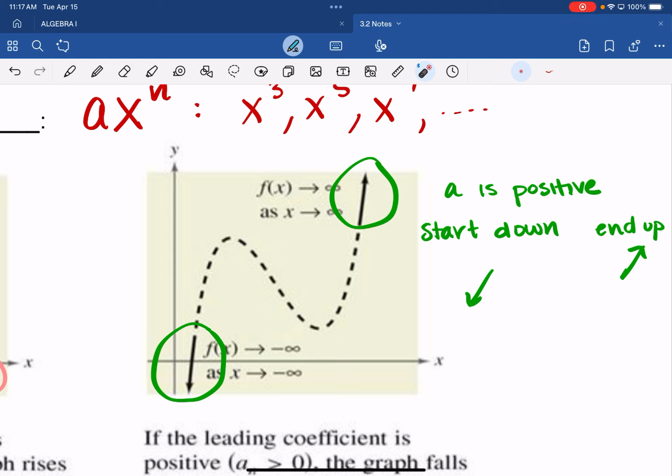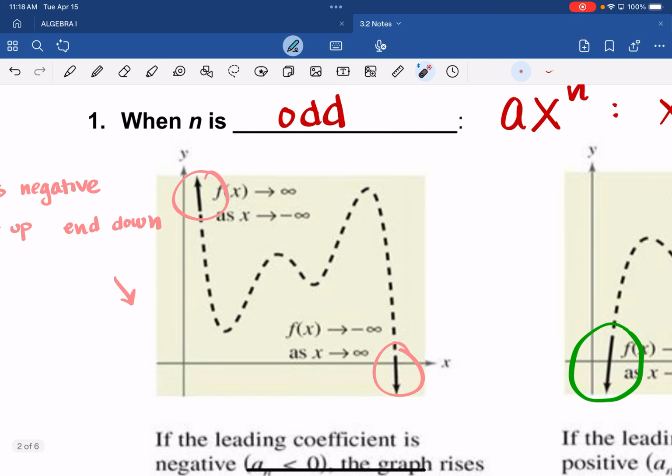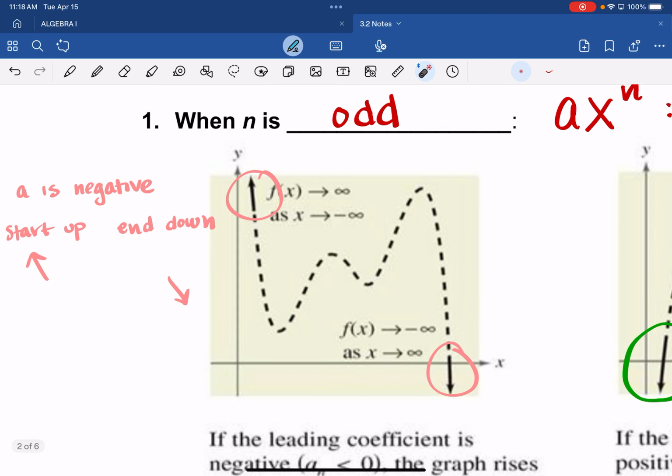Okay, so when my leading coefficient is a positive number, I know that I start down. So I'm reading my graph left to right, the first thing that happens is it's going down, and then it ends up. Okay? And that kind of holds true with our x cubed, right? We had that little snake, it started down and ended up. When A is negative, it reverses. Okay, so when our leading coefficient is a negative number, I'm starting up and ending down. Okay, that's all we just did.